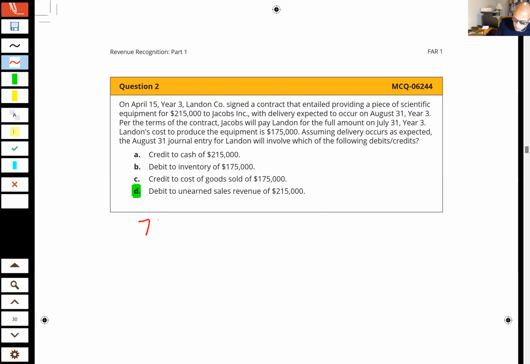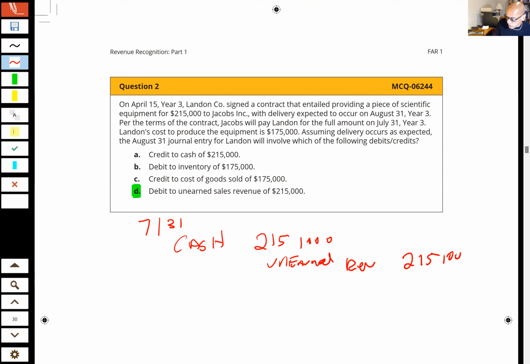So the way I would approach this is I'd say, well, nothing happens on April 15th, but on 7/31, what happened? They did pay cash of 215. And we would have credited what? We could credit unearned revenue, which is a fancy way of saying contract liability. But I have to credit unearned revenue because they didn't give me contract liability as a choice here, so I'm going to credit unearned revenue.